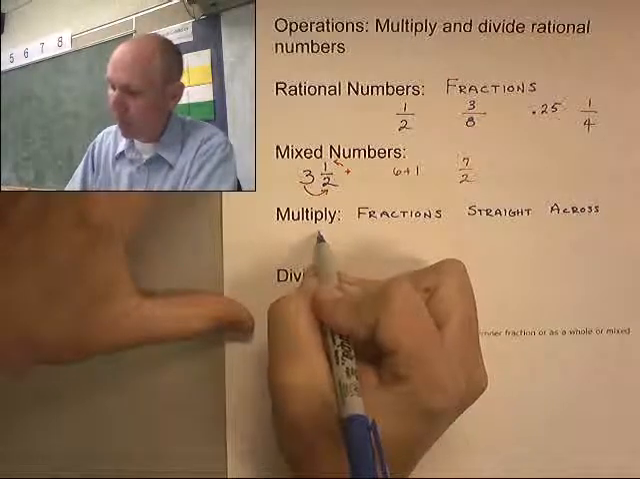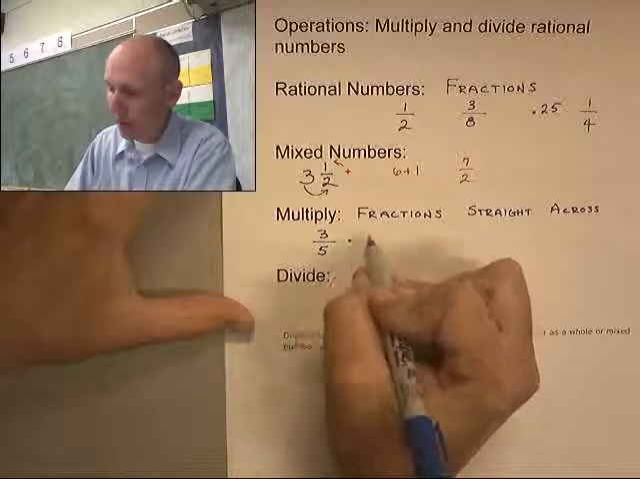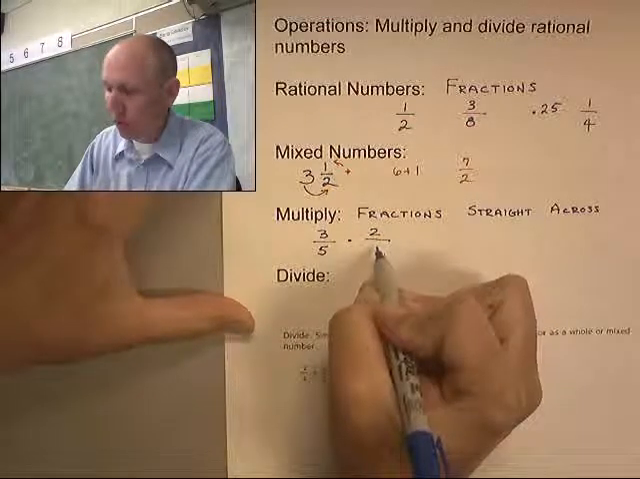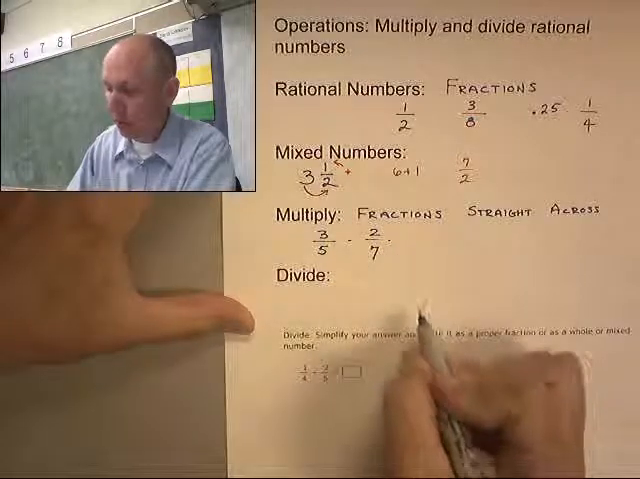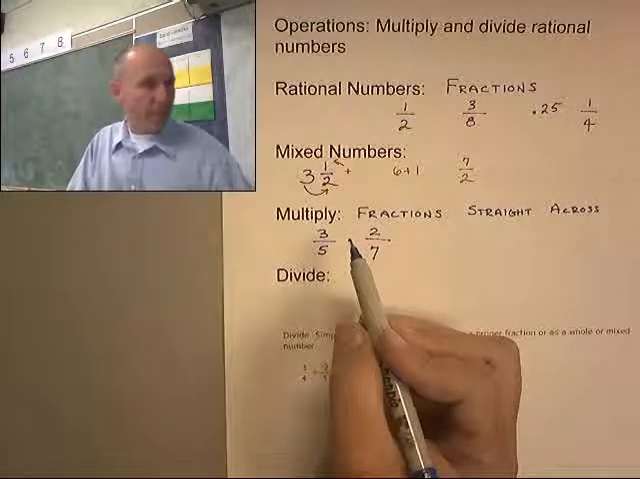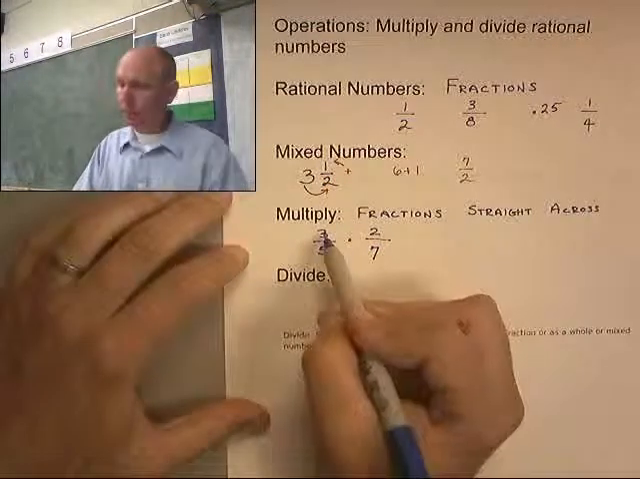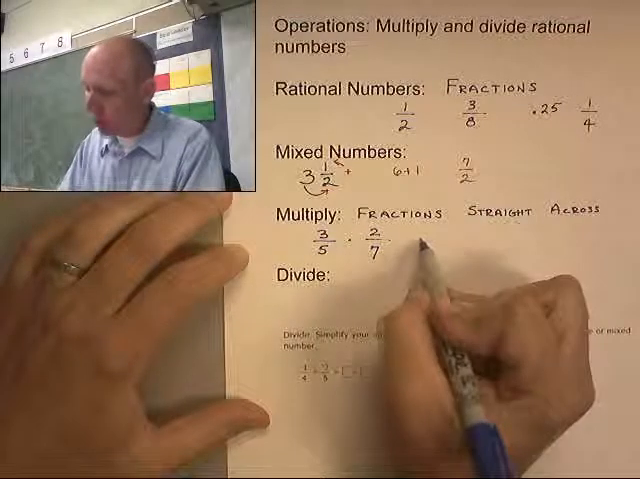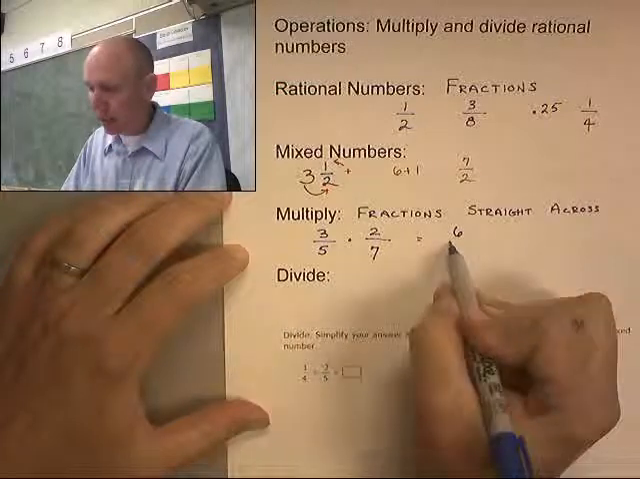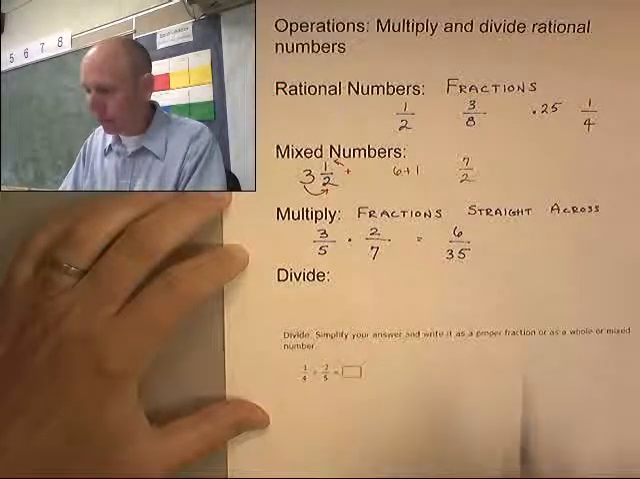So here's an example. If I had 3/5 times 2/7. I'm going to multiply the top two numbers straight across. So 3 times 2 is going to give me 6, and 5 times 7 would give me 35.